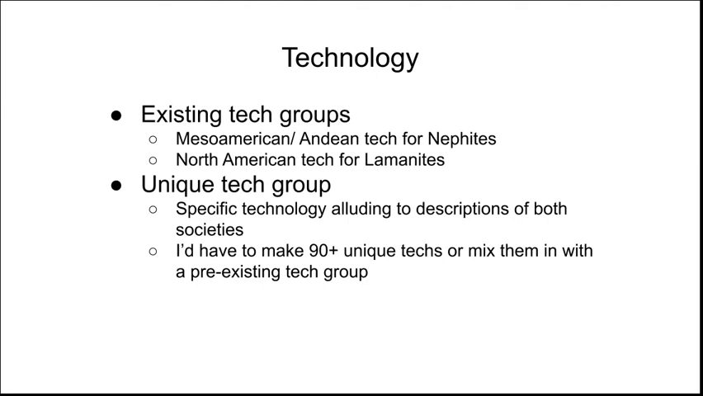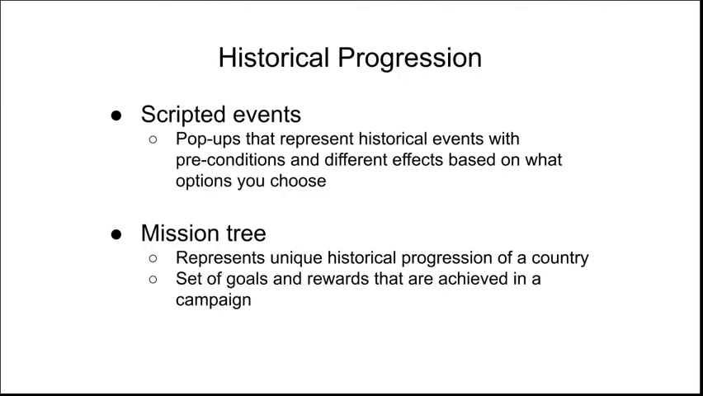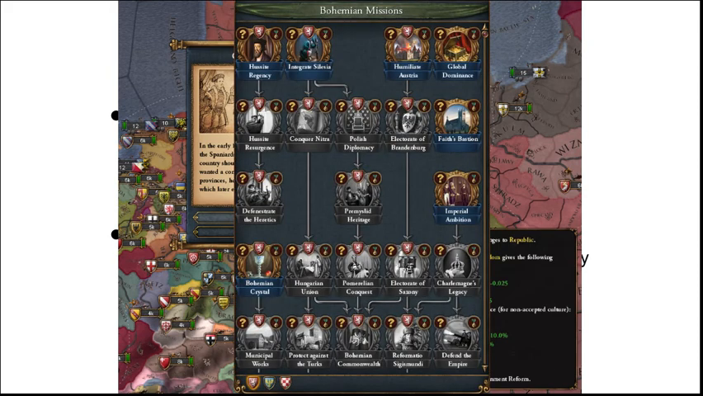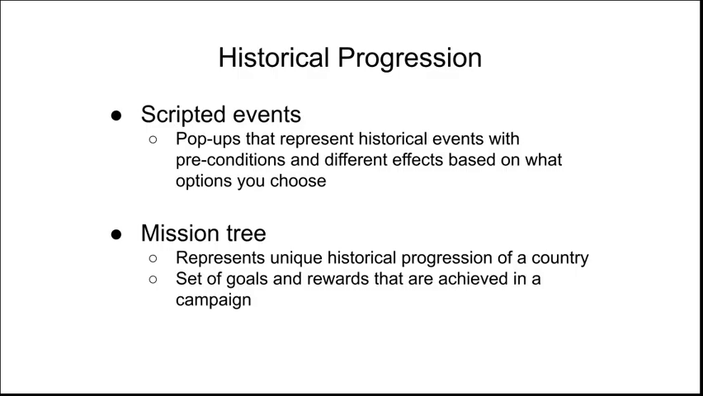Two of the primary ways that history is represented in EU4 are through scripted events and mission trees. Scripted events are pop-ups that represent historical events and trigger based on a set of preconditions and yield different effects. You may be presented with multiple options for how to react to the event, which change the event's effects. Mission trees are sets of progressing goals that you can achieve for your country that give benefits upon completion and unlock further goals. Over the course of the campaign, more rewards are unlocked that reflect the development and success of your country.